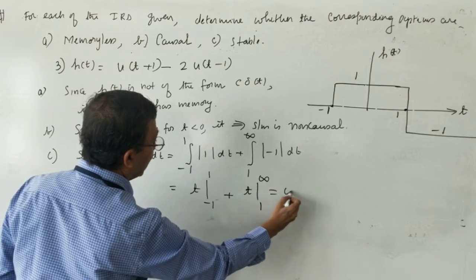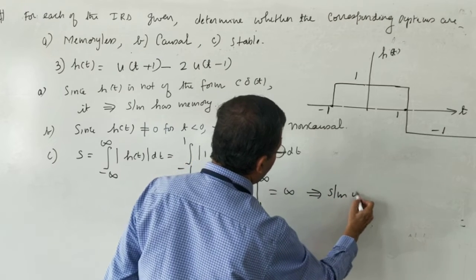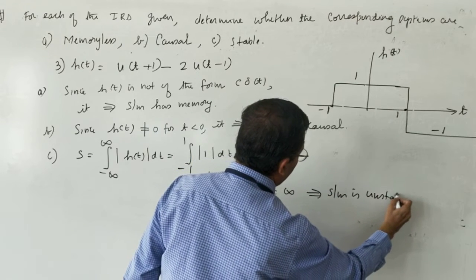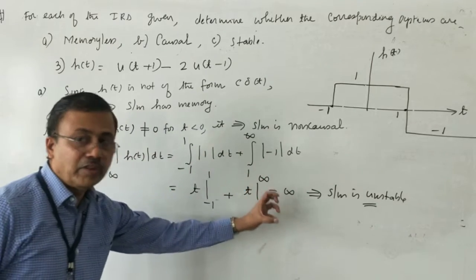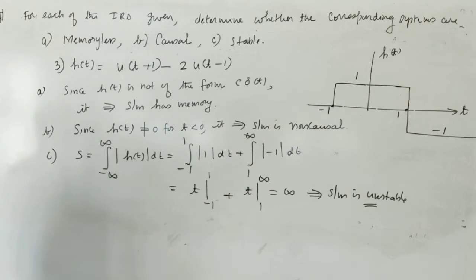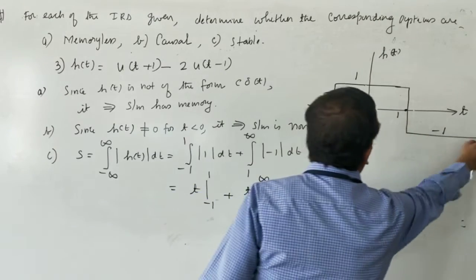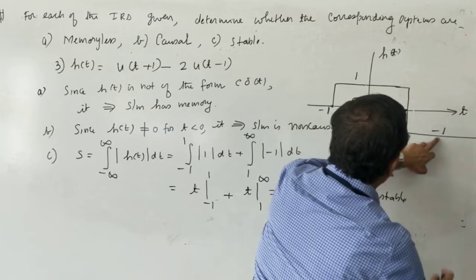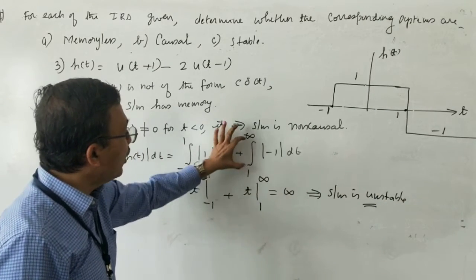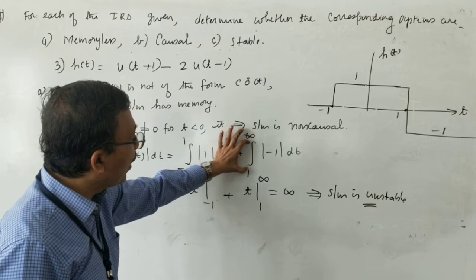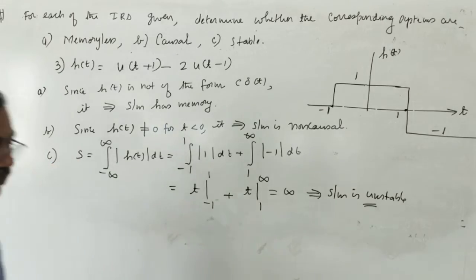If you put limits, you get infinity, which implies the system is unstable. For the system to be stable, S must be a finite value, a value less than infinity. I told you that this modulus has meaning when the negative half cycle is there. Modulus of minus 1, as it looks, is 1. Therefore, this integral will give a value which is infinity, which makes the system unstable.